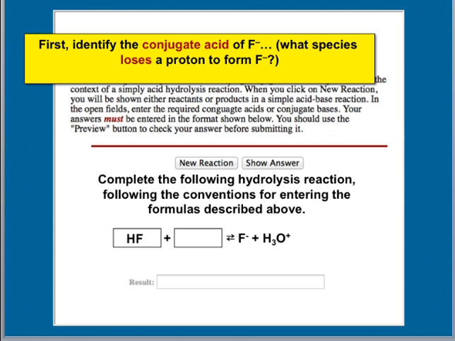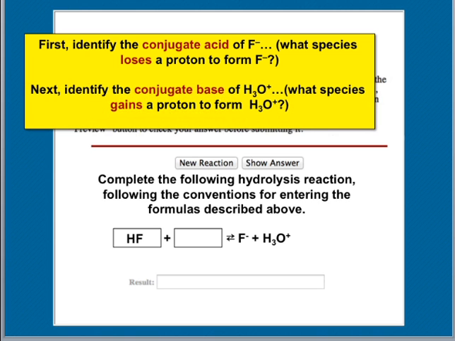Secondly, we have hydronium on this side. The question is, what's the conjugate base? What gains a proton to form hydronium? H2O. That's right. That is just simply water. So look at the equation. We donate the proton to water, get F- and hydronium.